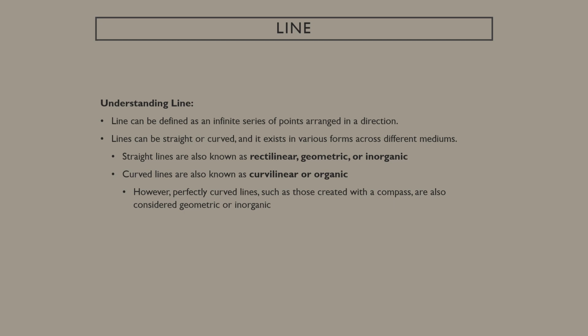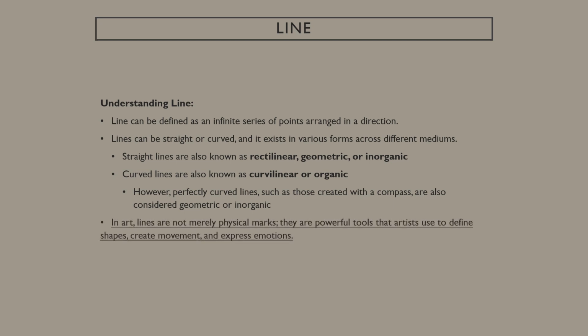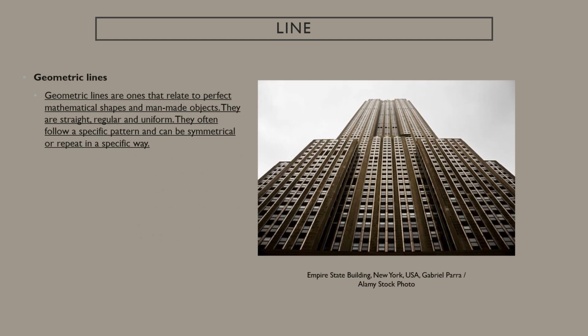So, not perfectly clear. If your curved line is too perfectly curved, then it's no longer an organic line. There you go. If you think of architectural drafting, right? If you're using a ruler and a compass and that kind of stuff, then we're in the realm of inorganic. You need the imperfections to be organic. So lines are not just physical marks. They are tools that artists use to define shapes, create movement, and express emotions. So we're starting here.